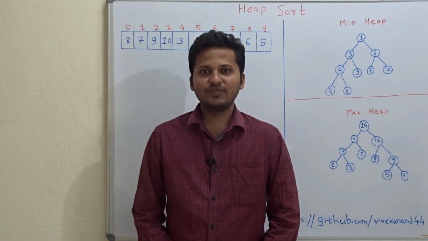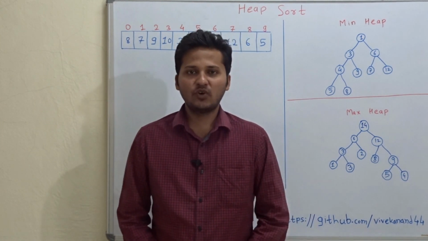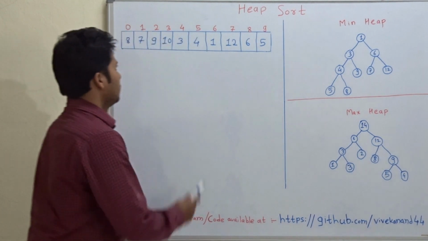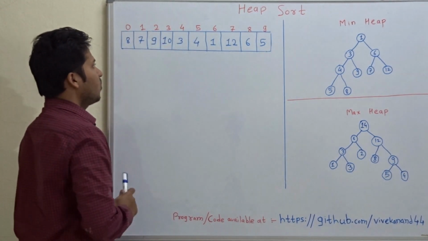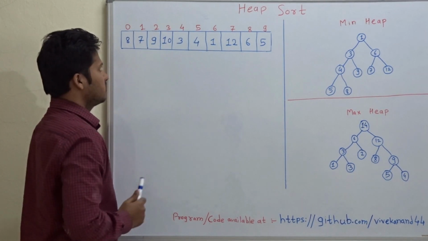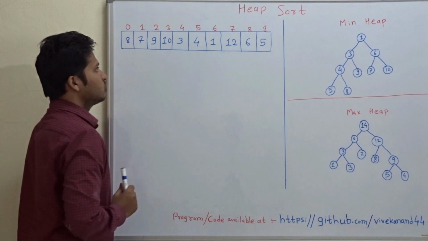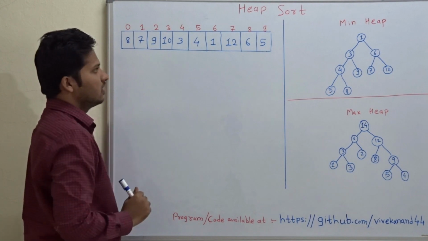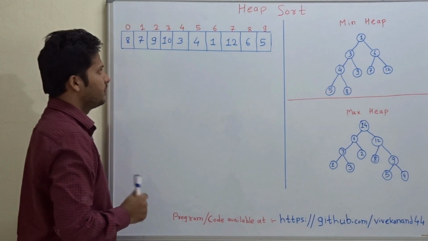Hello friends, today we are going to study the algorithm for heap sort. We are given an array and we want to sort this array in increasing order by using heap sort. So the first step is to convert this array into binary tree form.